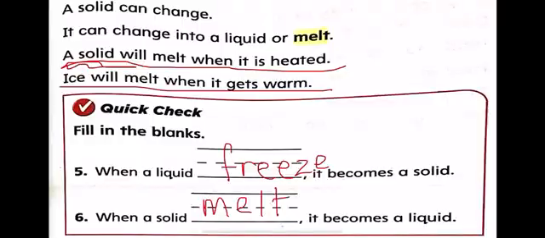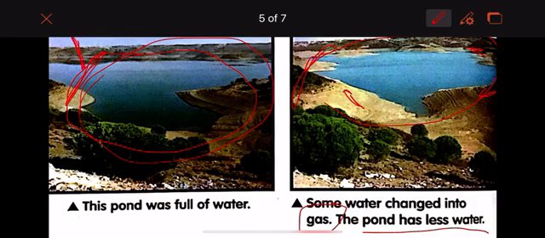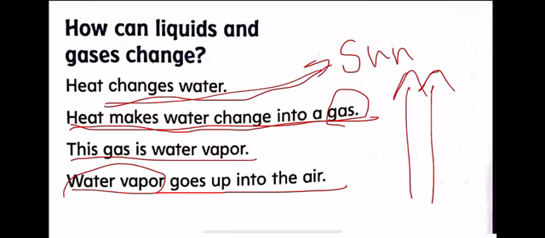So we get the heat from the sun. All right? We get the heat from the sun. That's why this photo had less water, because some water changed into gas. Okay, so as I said, the gas is water vapor. Where does the water go? So it goes up into the air.